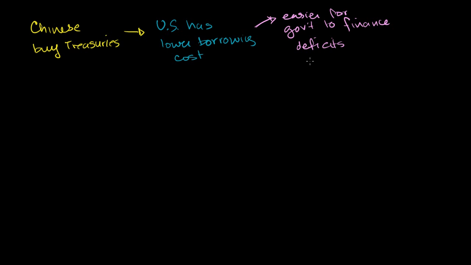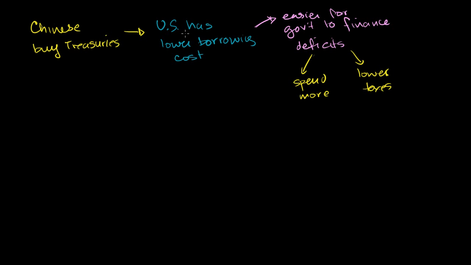citizens, or they could lower taxes. Either one, both of those would lead to deficits. So it's easier for the government to spend more, or they don't have to raise taxes, or they could lower taxes because they don't have to spend as much in interest. Now, the other interesting thing is that when US Treasury borrowing costs go down, that means the interest rate on everything goes down.